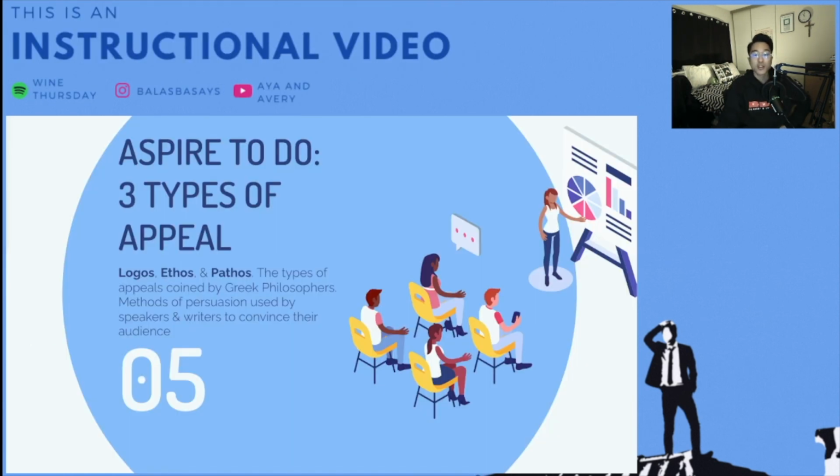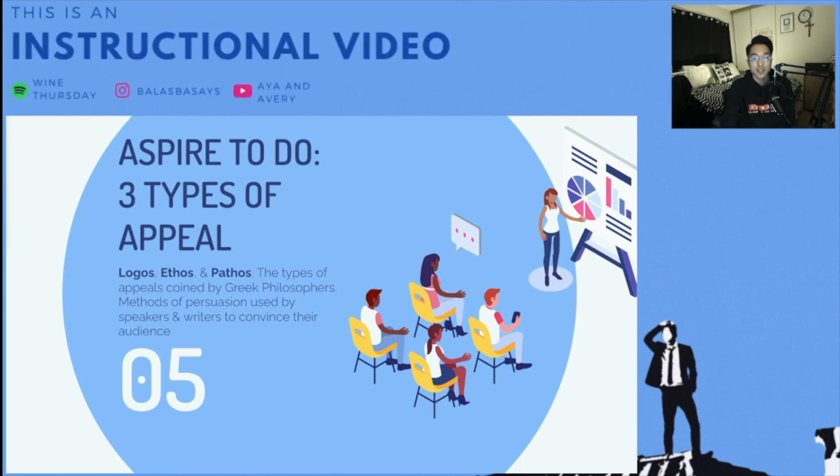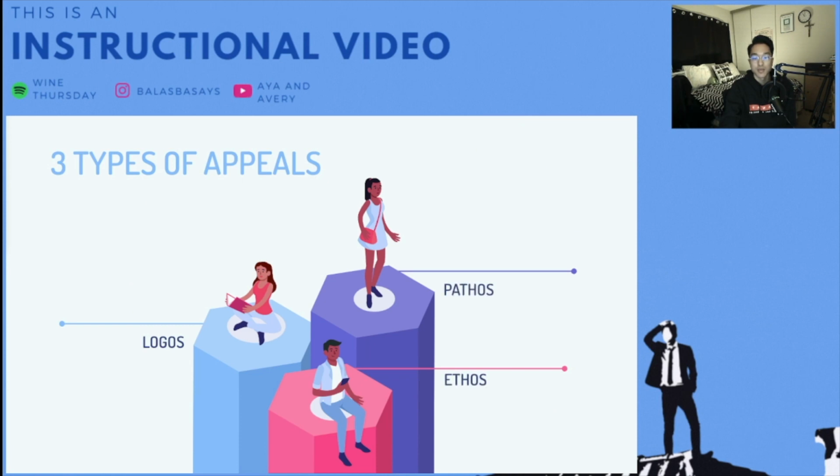When it comes to argument or persuasive writing, there are 3 types of appeals. This is another layer to add in essay writing, and you'll often find it in higher levels of writing and public speaking. These types of appeal are known as logos, ethos, and pathos. The types of appeals coined by Greek philosophers, methods of persuasion used by speakers and writers to convince their audience. So logos, ethos, and pathos.